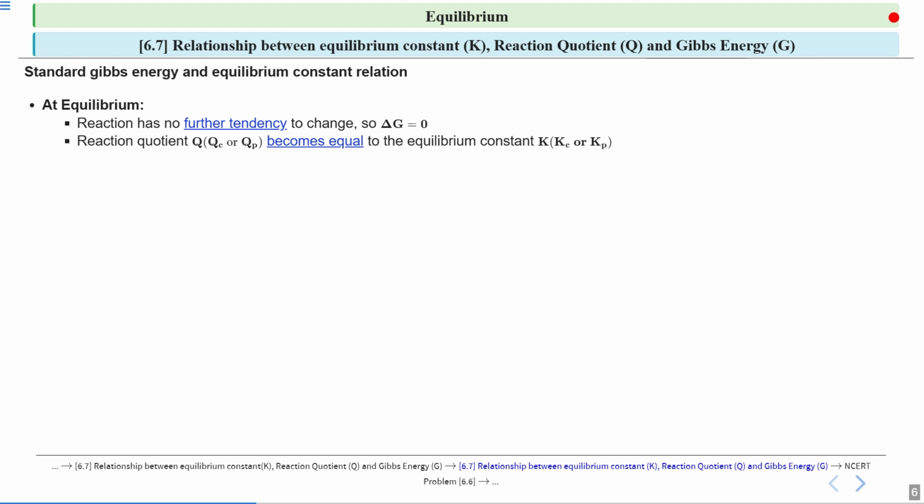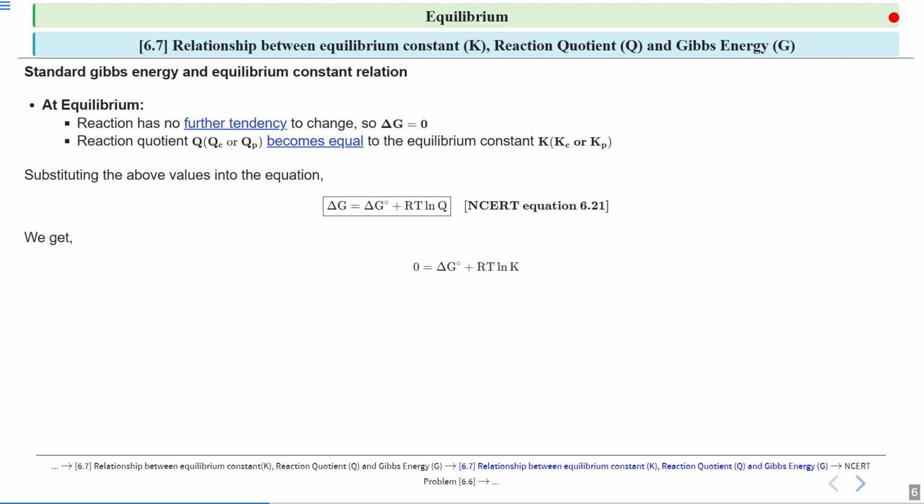Now there may be cases: if you are considering concentration, your QC will be converted to KC. If you are considering the partial pressure, your QP will be converted to KP. So depending upon the case that is given, you can change your QC to KC and QP to KP. Now let us substitute these two values of delta G and Q in our previous equation. So what was our previous equation? It was delta G is equal to delta G naught plus RT ln Q.